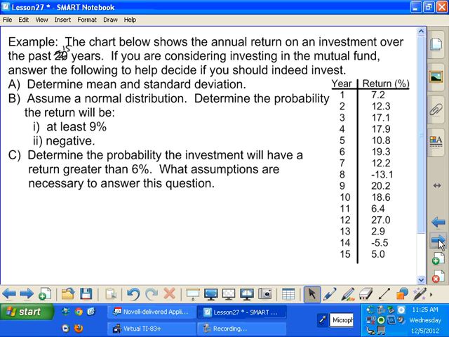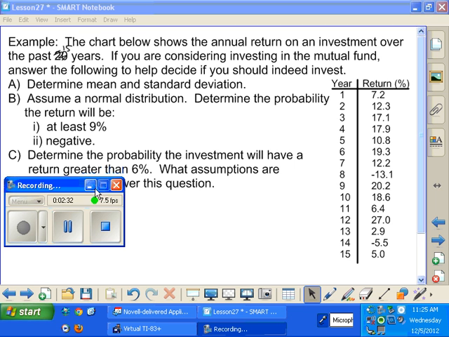We want to answer the following questions. The first part is we need to find the mean and the standard deviation. You can do this a variety of ways. You can use technology, you can use your spreadsheet, or you can do it by hand. Again, on the test, I will keep it to no more than 15 pieces of data. I'm going to pause here so I can calculate the standard deviation and mean, and we'll continue from there.